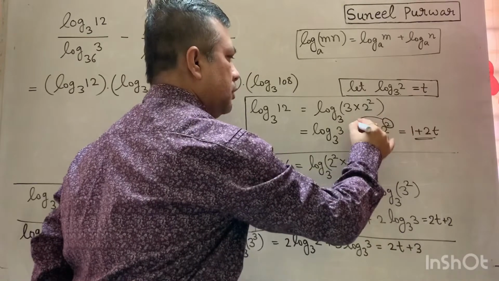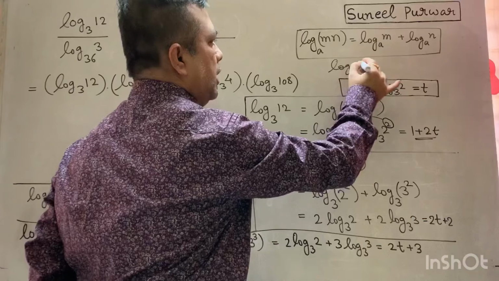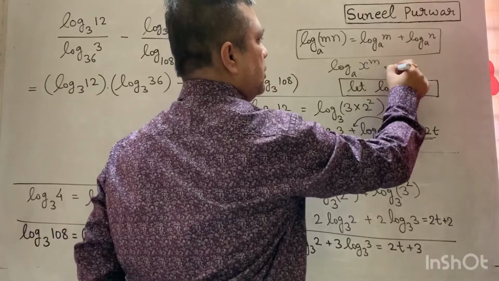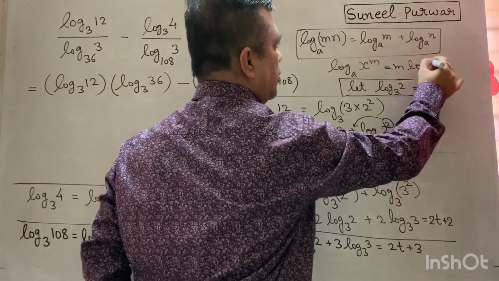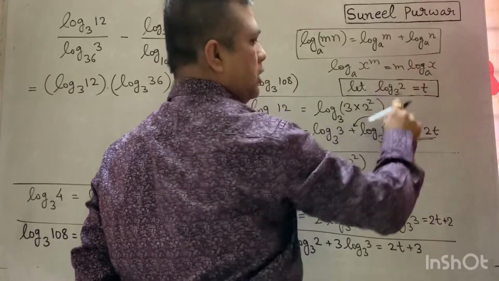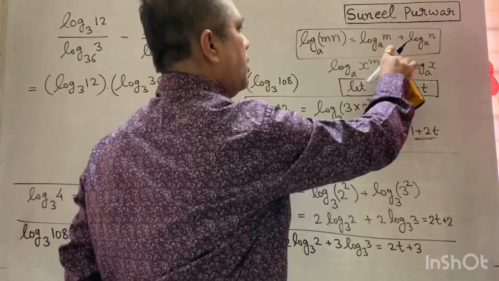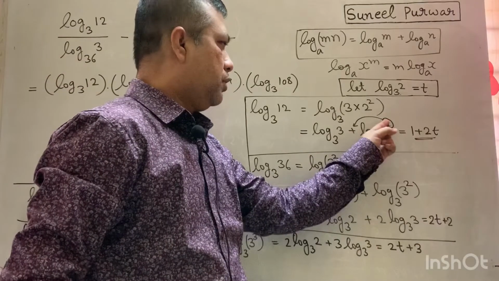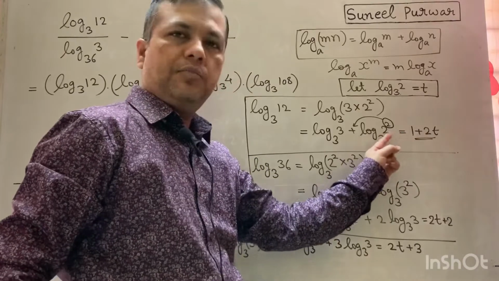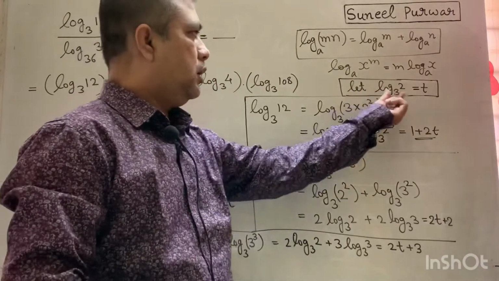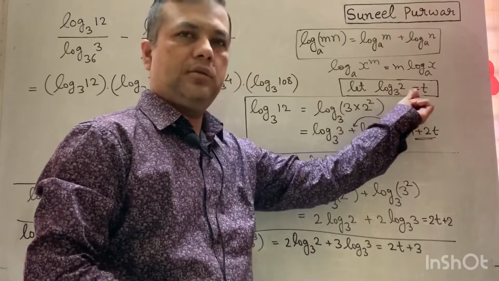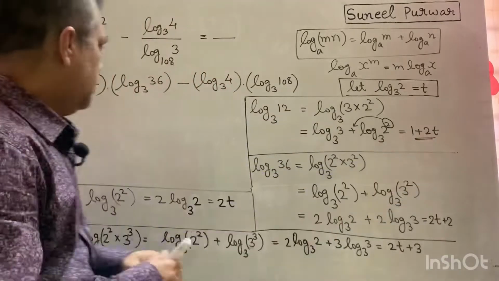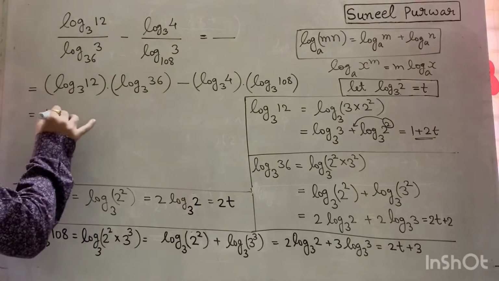will fly out using this property: log of x power m at base a is equal to m times log of x, keeping the same base. So you see this had become 1 and this will become 2 times log of 2 base 3. Now log of 2 base 3 I am denoting as t, to save time. So this quantity log of 12 base 3 became 1 plus 2t. So in place of it you put 1 plus 2t.